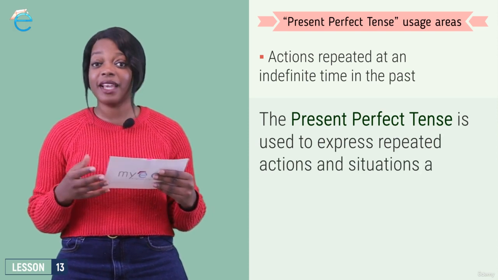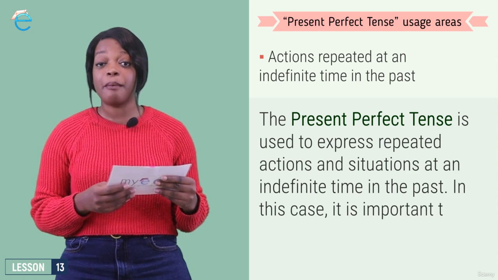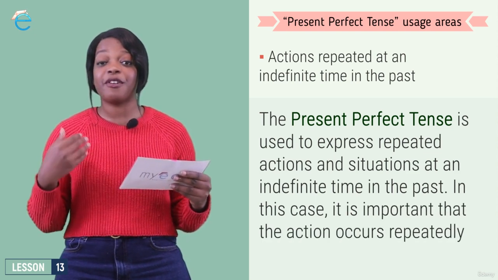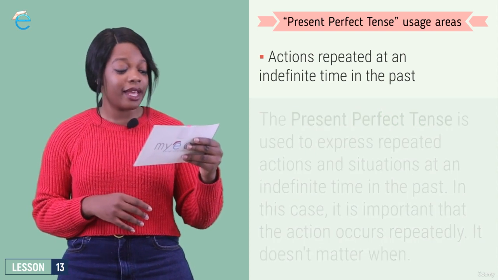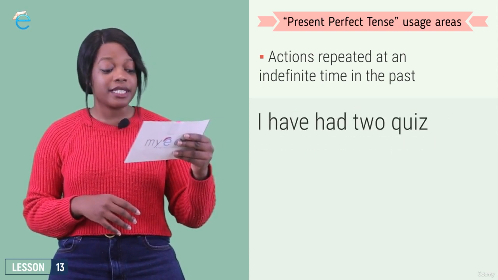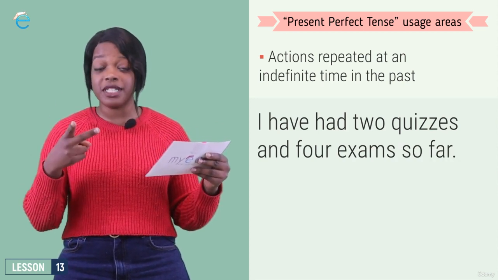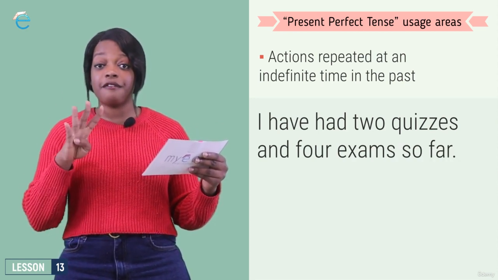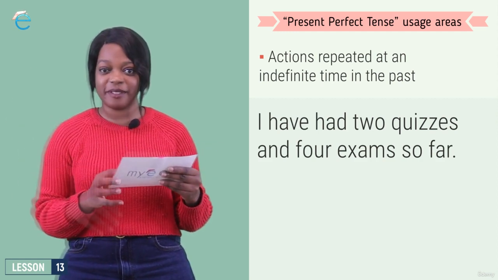Another situation where we use present perfect tense is for actions repeated at an indefinite time in the past. Again, here, when is not important for the actions, but that these actions happened repeatedly is important. For example, I have had 2 quizzes and 4 exams so far. So 2 quizzes repeated, 4 exams repeated so far in the past.